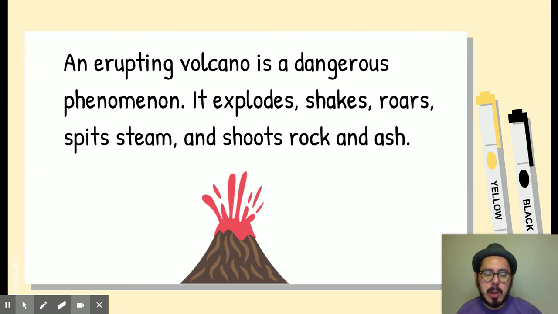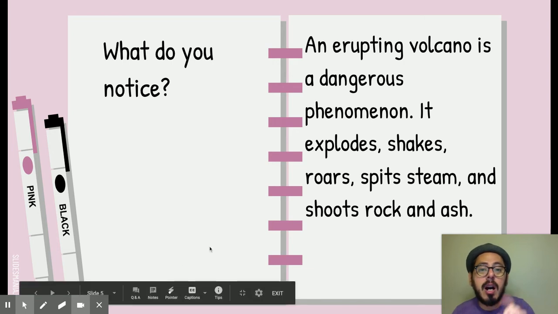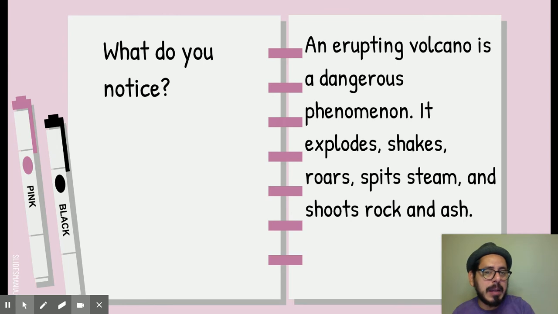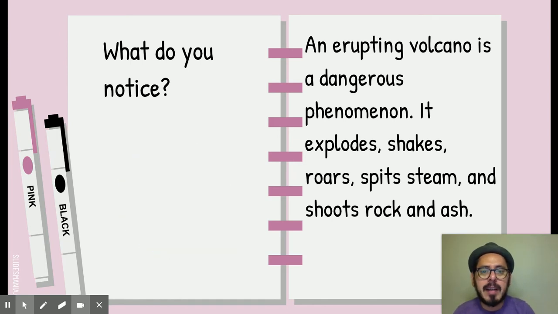All right? Okay, so now I want you to take a look at this sentence and tell me, what do you notice? It's right here. An erupting volcano is a dangerous phenomenon. It explodes, shakes, roars, spits steam, and shoots rocks and ash. Pause the video, write your notes, and tell me everything that you notice about it. Okay, here we go. Pause. Okay, I guess you're back.